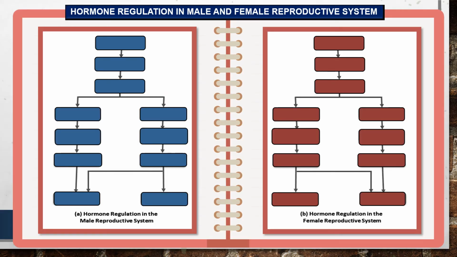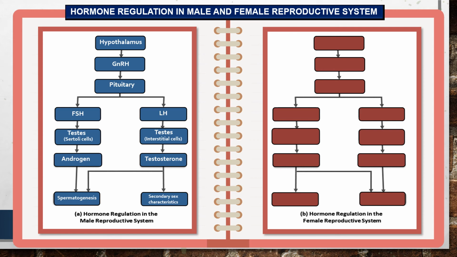Hormone regulation in the male reproductive system. Hypothalamus secretes GnRH to stimulate the pituitary gland to produce FSH and LH. LH enters the testes to stimulate interstitial cells to secrete testosterone. Testosterone is responsible for the development of male secondary sex characteristics. FSH enters the testes to stimulate the Sertoli cells to secrete androgen. Androgen and testosterone promote spermatogenesis.